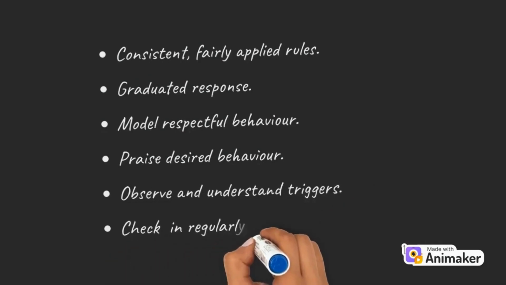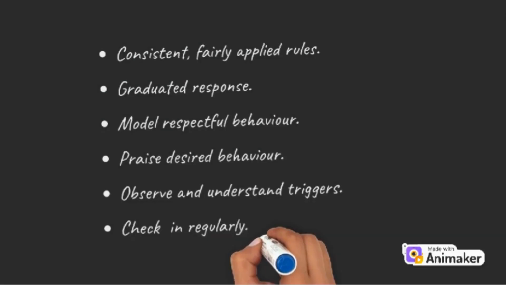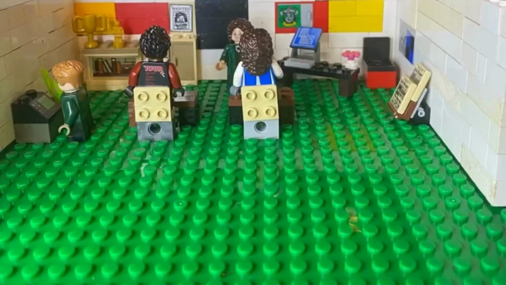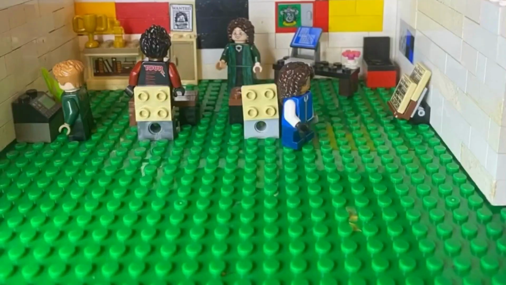Sophie's teachers have spent time observing her and know her triggers so the classroom community can avoid these. The teacher will check in with Sophie on a regular basis to help her regulate her feelings and emotions throughout the day. Sophie feels supported in school and a valid member of the classroom.